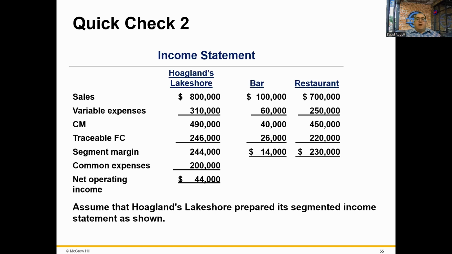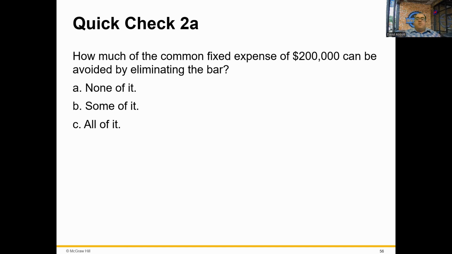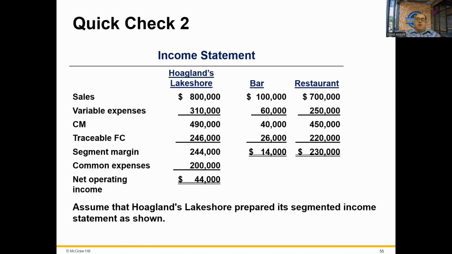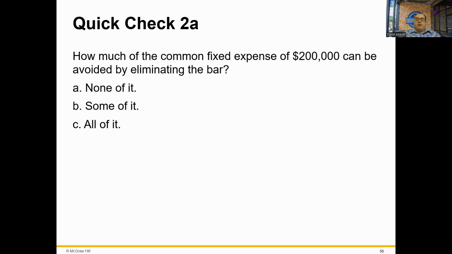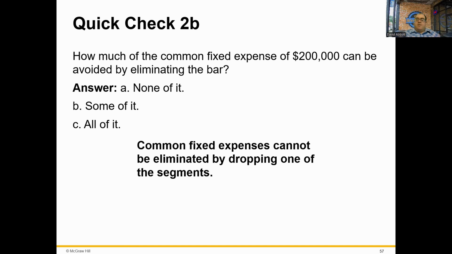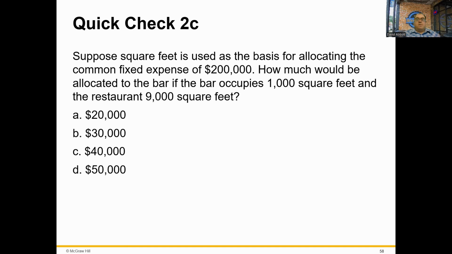So quick check 2. We have an income statement for Hoggus Land, Lakeshore, the bar, and the restaurant, and we assume that they prepared their segmented income statement as shown. How much of the common fixed cost of $200,000 can be avoided by eliminating the bar? And the answer would be none of it. Common fixed costs cannot be eliminated by dropping one of the segments, because if it's common, you're going to have that regardless.